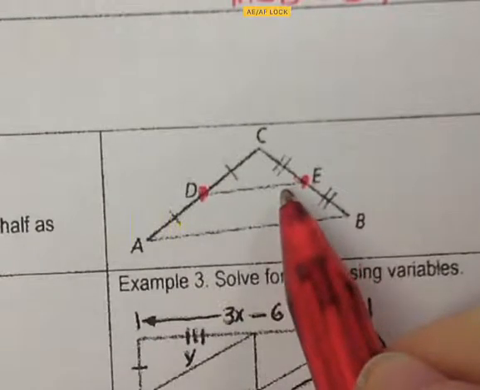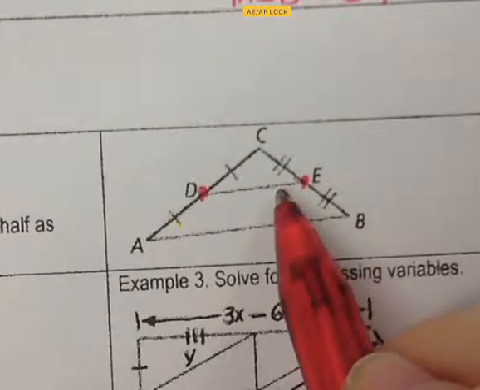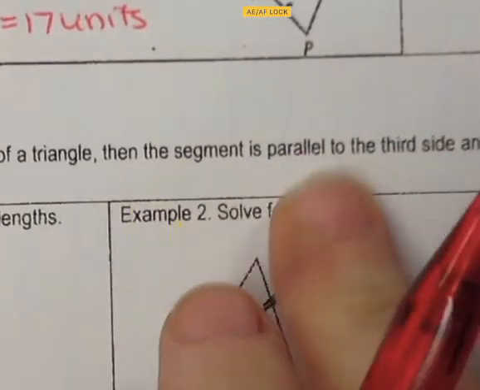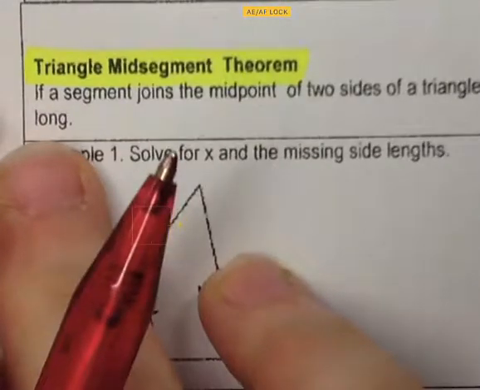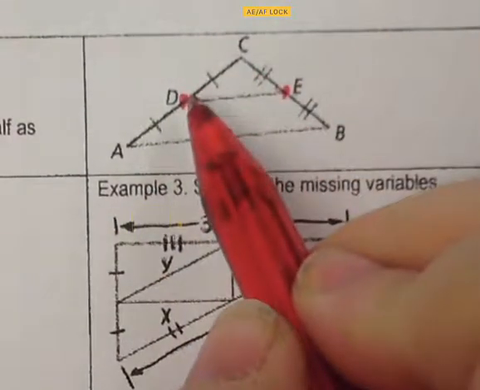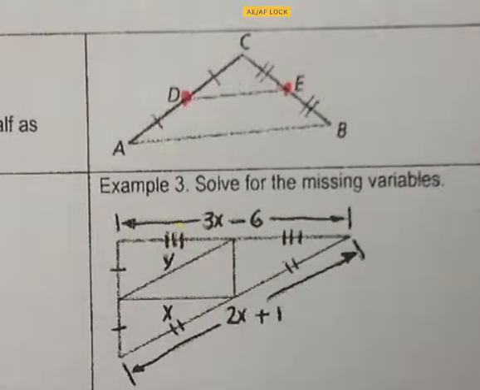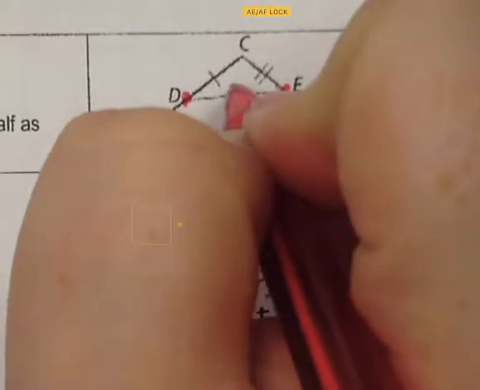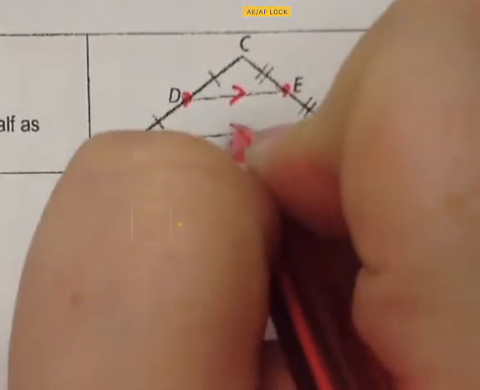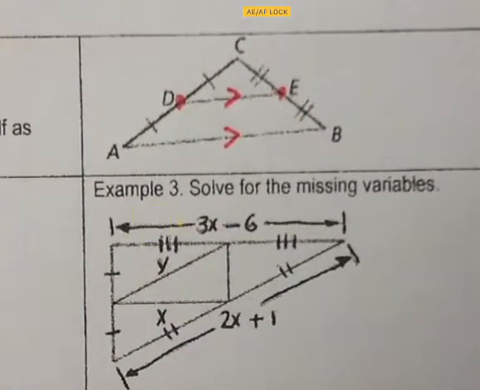So again, going back to that theorem, if you have a midsegment, then the segment is parallel to the third side and half as long. So focusing on the parallel part, the segment is parallel. Segment DE is parallel to segment AB. So we can use the markings to represent that. They are parallel, so we showed the arrows in here saying that they are parallel to each other.